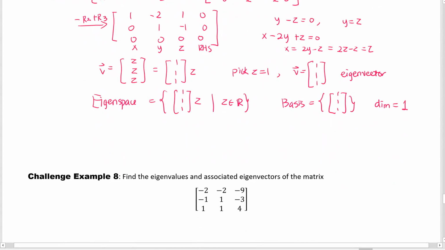And there is a challenge, example 8. Example 7, even though it's long, I wouldn't say is challenging, but example 8 is challenging. So let's see how we can solve example 8 in the next video, part C.